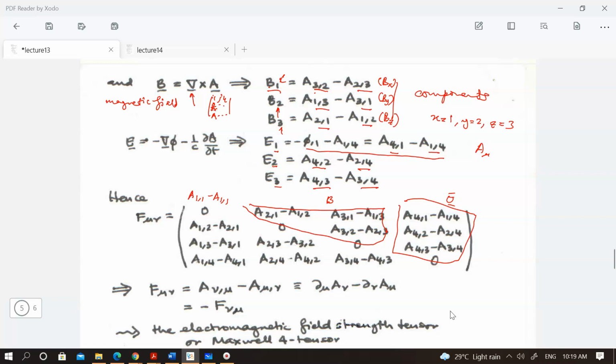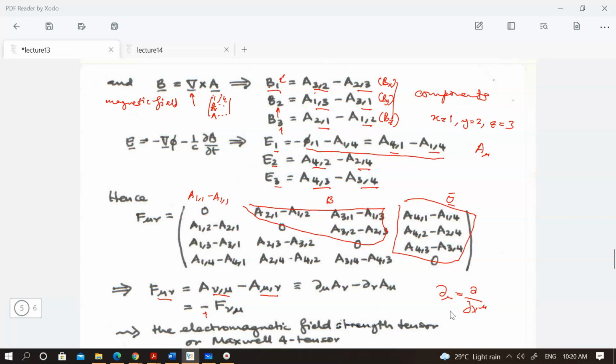So generally, your F mu nu is now given in terms of your potential as F mu nu equals A nu comma mu minus A mu comma nu. Much more friendly, I think, is this particular form, partial mu, which means d dx mu: partial mu A nu minus partial nu A mu. And one of the things that becomes automatic in this form is that when you exchange mu and nu, you get a minus sign.